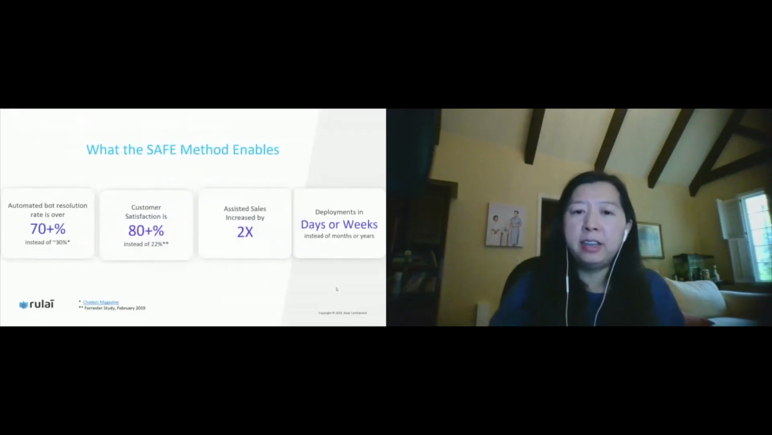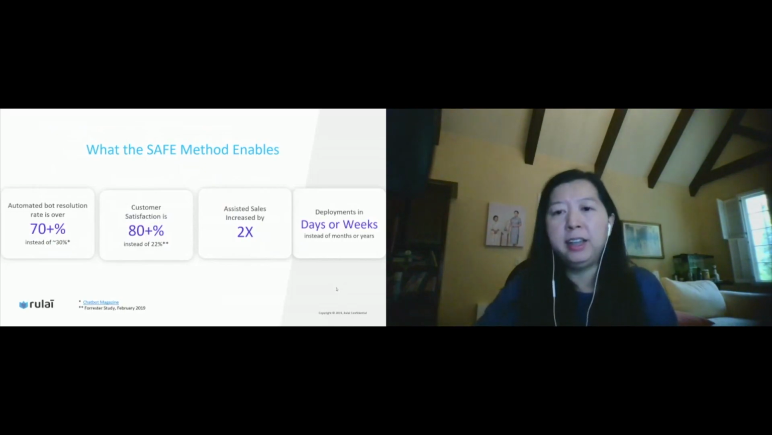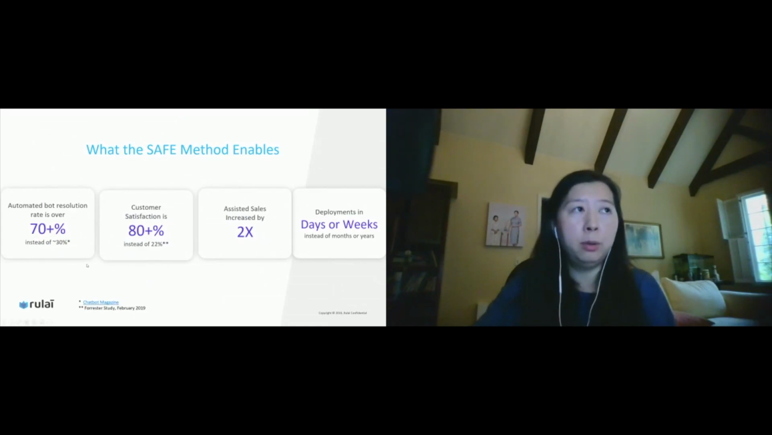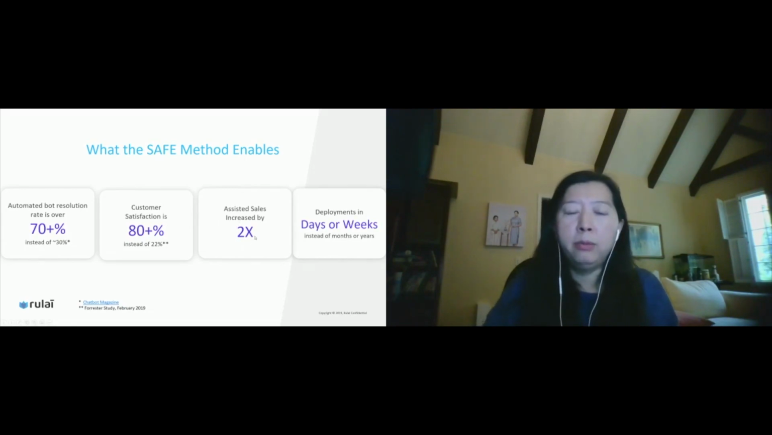So what can the SAFE method give us? We have built virtual assistants for different verticals for sales, marketing, HR, and customer service. In those projects, we have observed the SAFE method empowers us to achieve a bot automated resolution rate higher than 70%, in some cases even 90%. Customer satisfaction can be higher than 80%, sometimes even 90%. And when we deploy some of the shopping assistants, we get assisted sales increased by 2 times. And the deployment is in weeks or days instead of months or years.